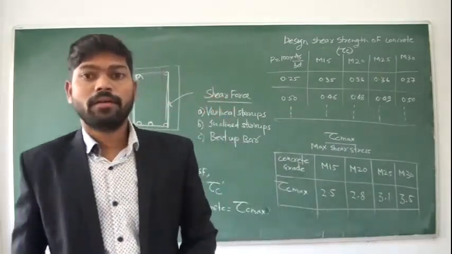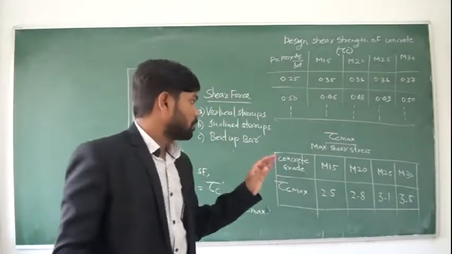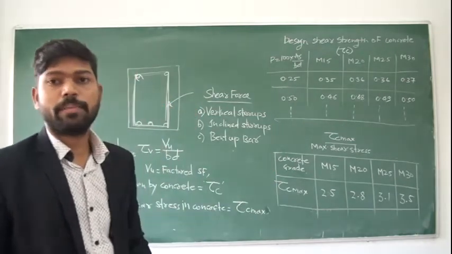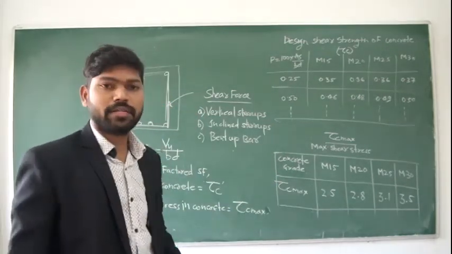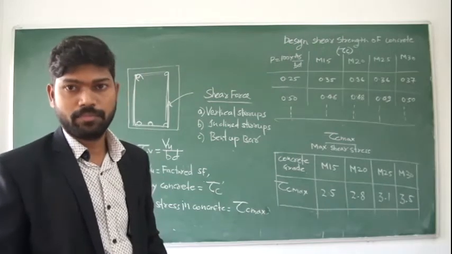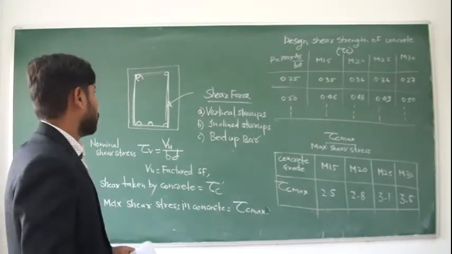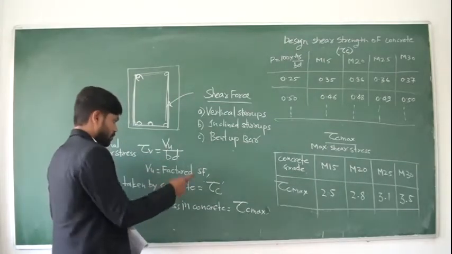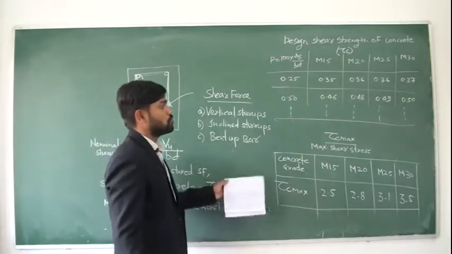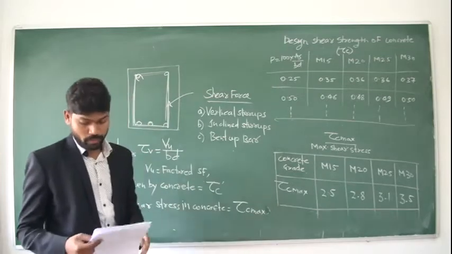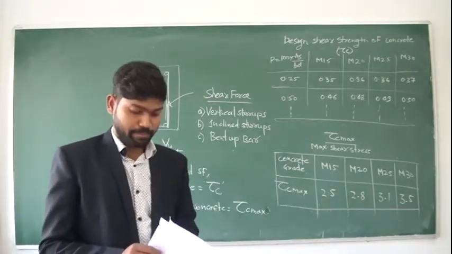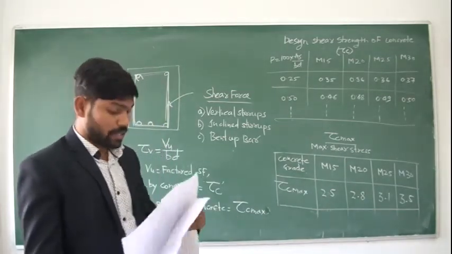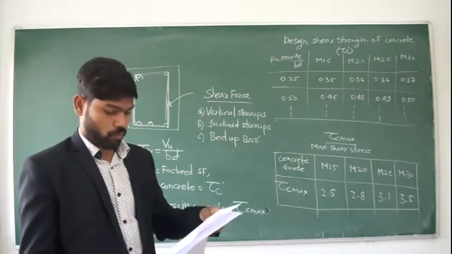Okay, so for all these four grades M15, M20, M25 and M30, tau c max values are given. Now, these are the terms: tau v, tau c and tau c max. You should know them for designing the beam. And these values are given in IS 456.